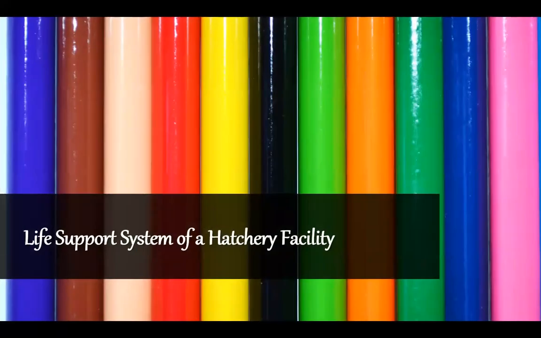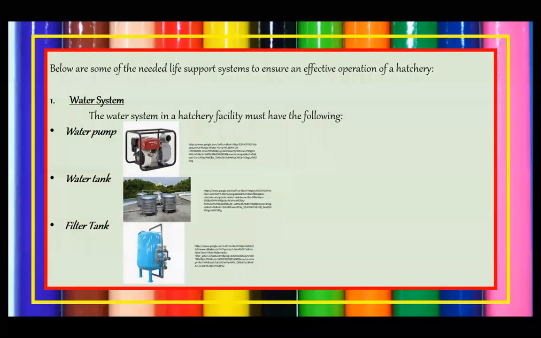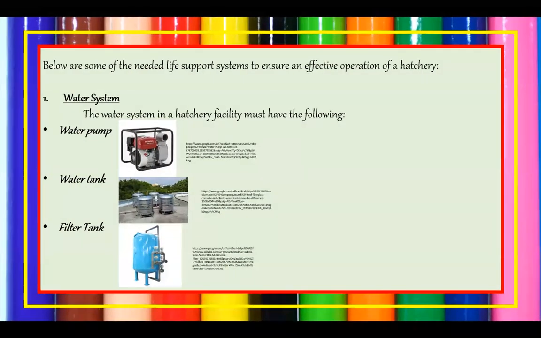So let's talk about life support system of a hatchery facility. A great number of fish mortality can sometimes be attributed to lack of support facilities for the fish. Below are some of the needed life support systems to ensure an effective operation of a hatchery. The first one is the water system. Water is an indispensable part of hatchery operation. The area for the hatchery facility must have sufficient supply of clean water all the time. So the water system in the hatchery facility must have the following.